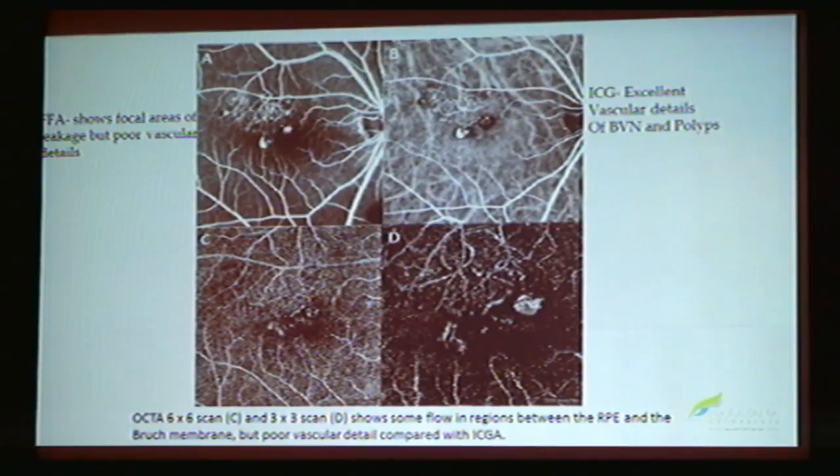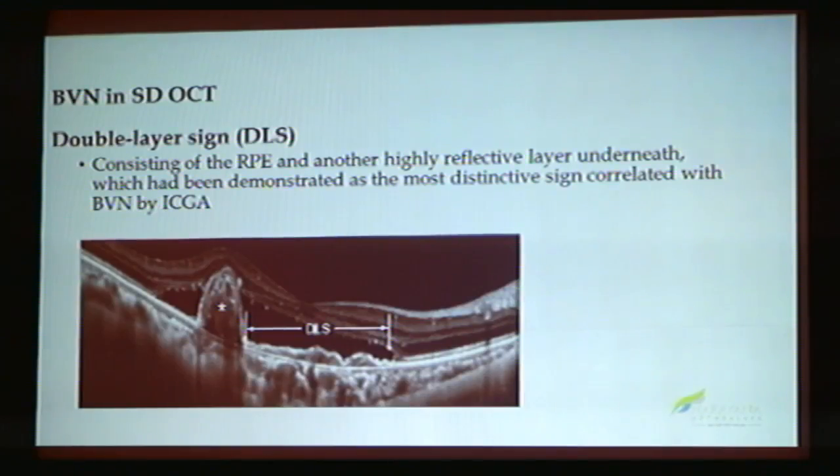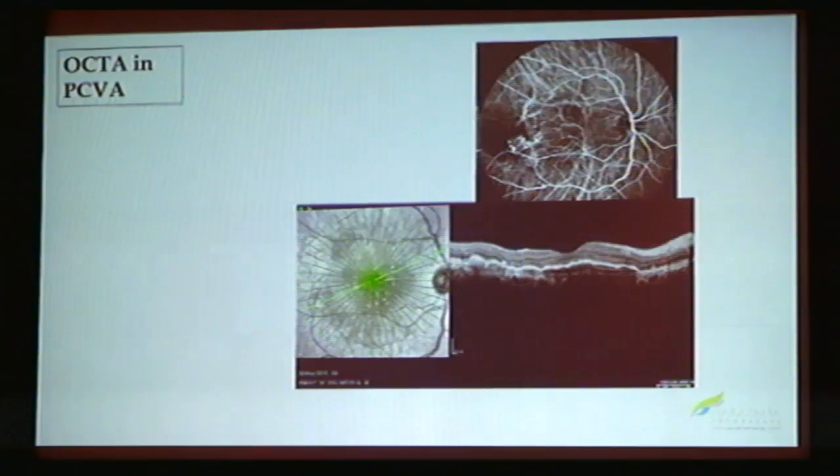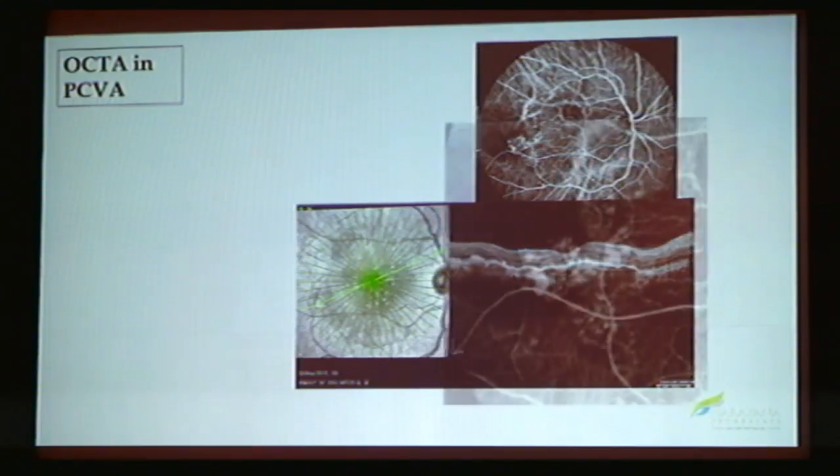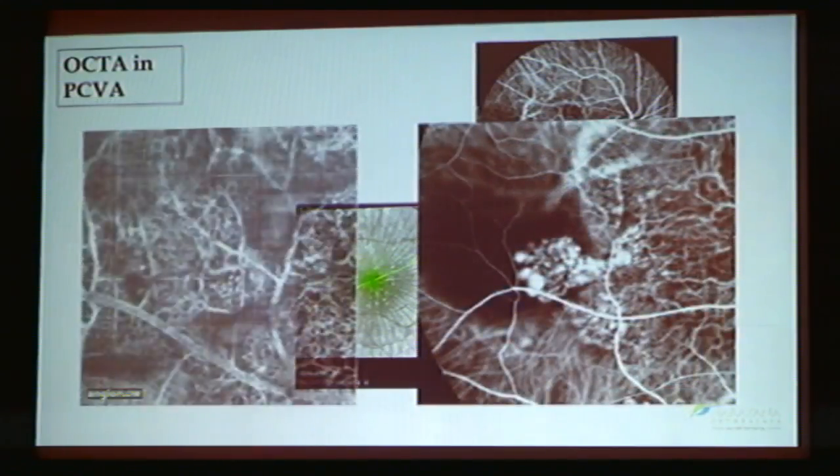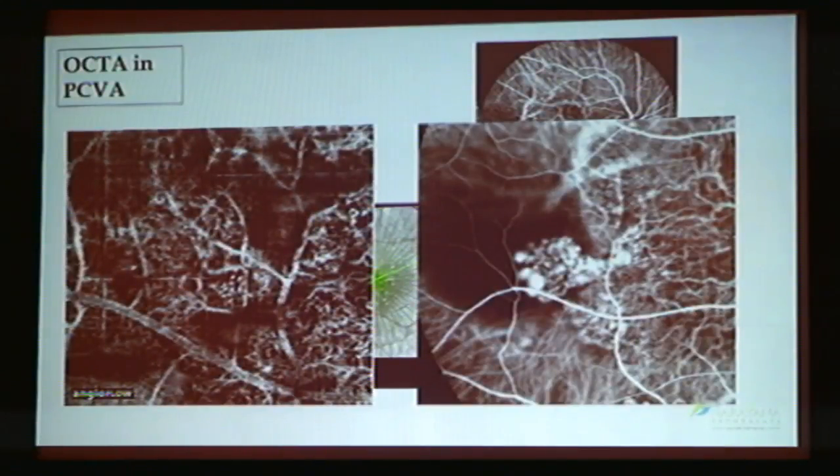Polyps are sometimes difficult to visualize on OCTA. So this is a double layer sign. I think it will be covered later. OCTA again in PCV, this was a case we keep presenting. So a nicely delineated BVN. In fact, this entire thing is a BVN. So we can see the bunch of the BVN here with the polyps at the end, which correspond to this area.